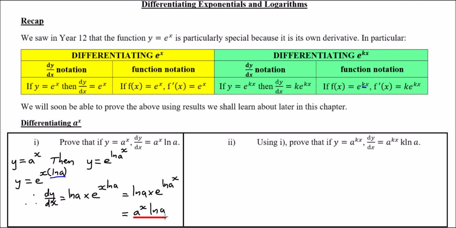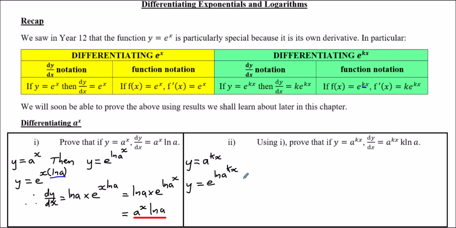We can now adapt this slightly to do part 2. So for part 2, if y equals a to the kx, dy by dx is a to the kx k ln a this time. So this is a slightly different result, but one we can prove in largely exactly the same way. And so what we're going to do here is we're going to use this idea in the same way. So we're going to let y equal a to the kx, then we're going to exponentiate this. So we have y equals e to the power ln a to the kx.